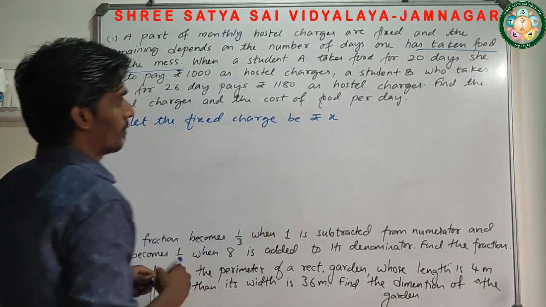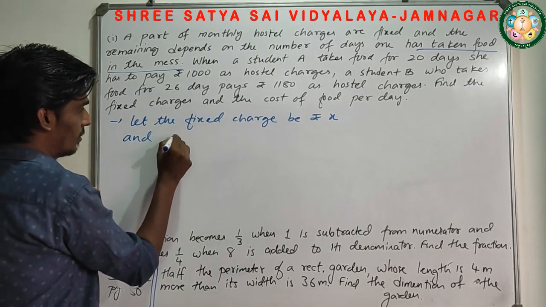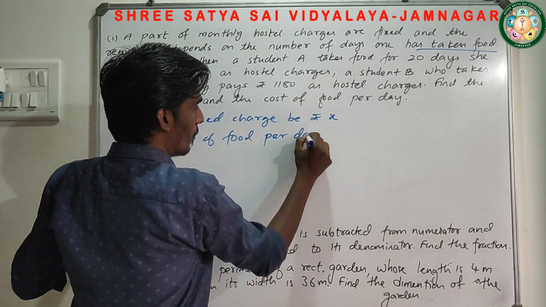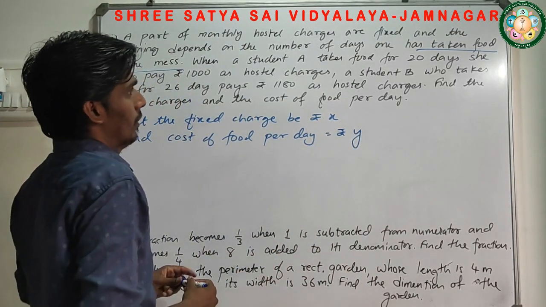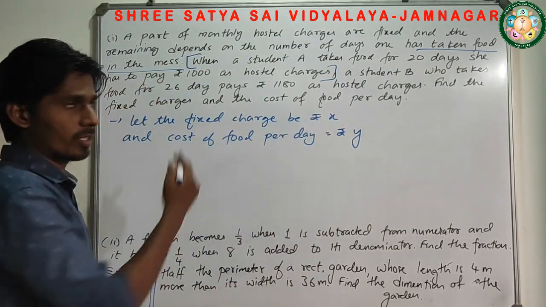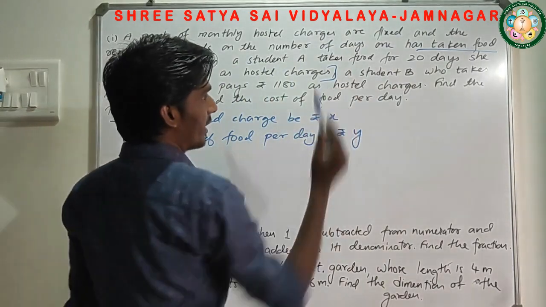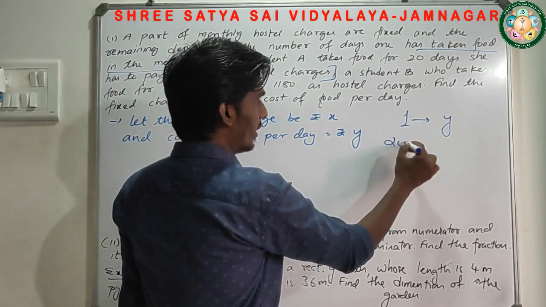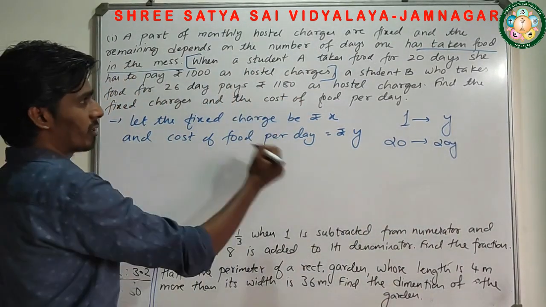So the second one, cost of food per day equals rupees Y. Now for the first condition, start from here till here. From this first condition we'll get the first equation. When student A takes food for 20 days, for 1 day how much have we supposed? For 1 day it's rupees Y. Then for 20 days how much is it? Definitely it's 20Y.